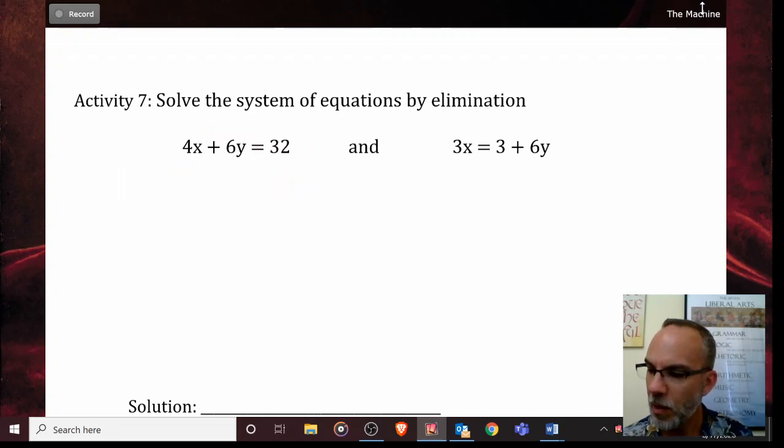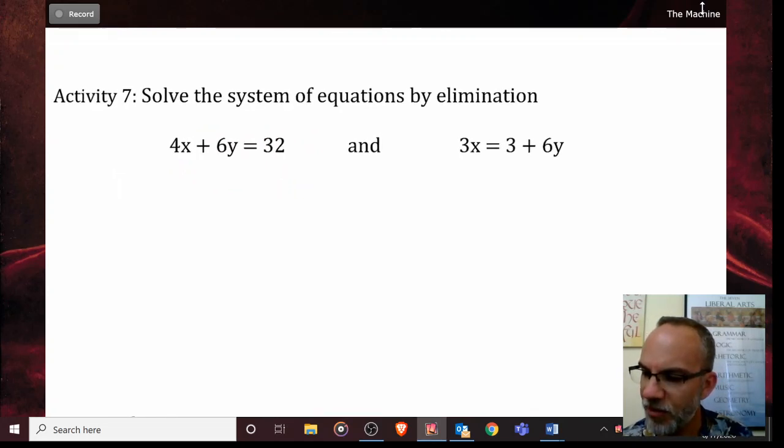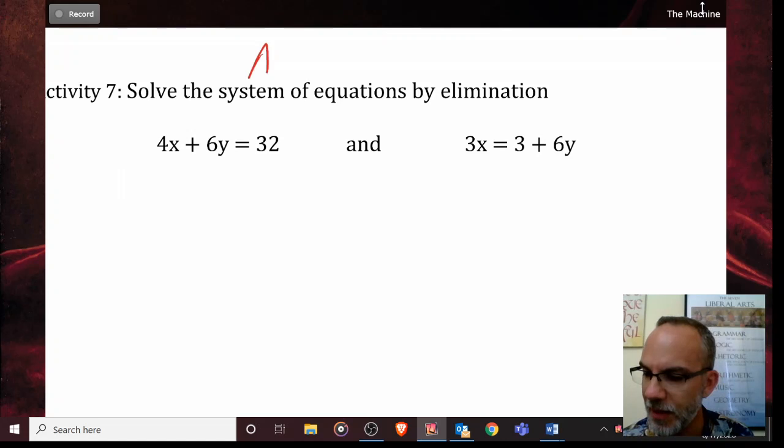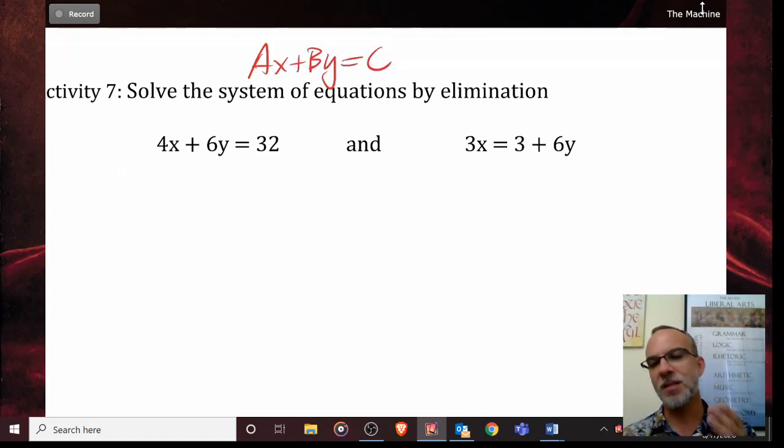So let's do this. Remember standard form? Standard form said ax plus by is equal to c, and it has to be in that order. But a, b, and c are all whole numbers, they're all integers, and a is positive. So that's another reason why standard form is good. The first equation there is already written in standard form, but the second equation's not.